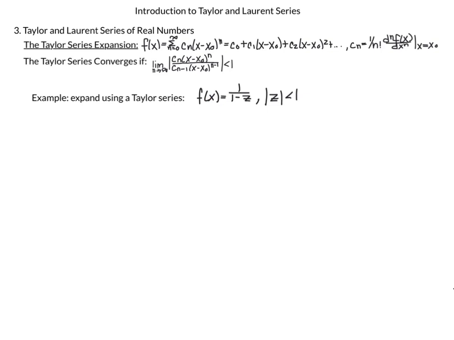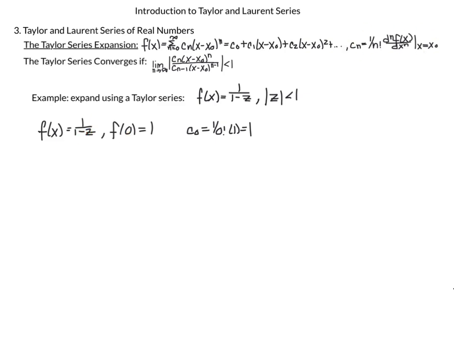So f of x is equal to 1 over 1 minus z, and we're only concerned with z less than 1, so we don't have a problem of it not being analytic. And I'm going to expand around x equals 0, which kind of makes sense. It's kind of the center of this interval as well. So f of x, which is 1 over 1 minus z, evaluated at 0, here we just get 1.